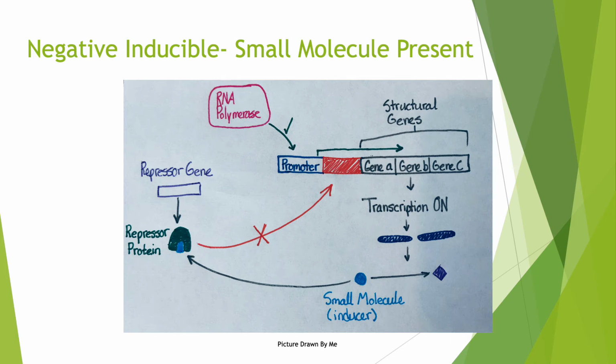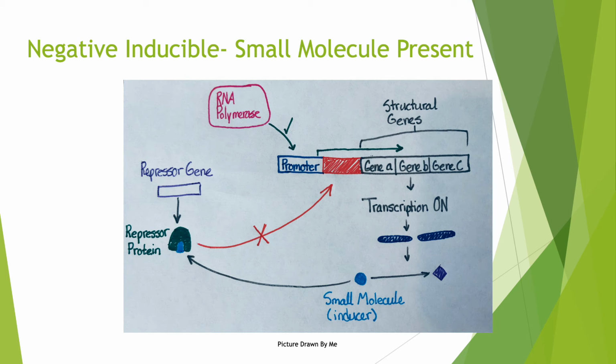When a small molecule is present, it binds to the repressor protein, which inhibits it from binding to the operator region of the DNA. Since the repressor protein cannot bind to the DNA, the RNA polymerase is not blocked, in which case it can freely move down the DNA to carry out transcription of the structural genes.